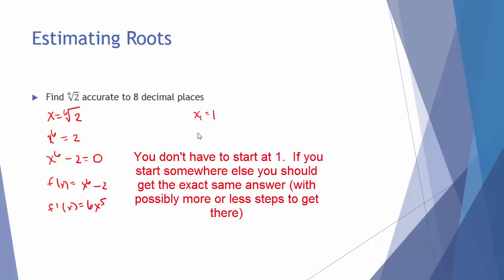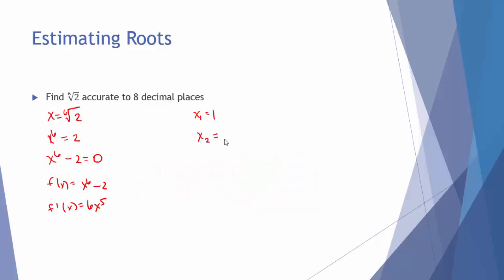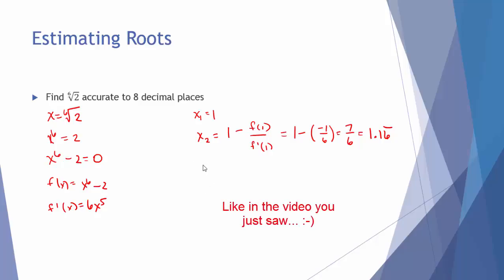In order to find x sub 2, I'll start off with this one by writing down the calculations by hand. We do 1 minus f of 1 over the derivative evaluated at 1. If we do it by hand, 1 minus f of 1 is going to be negative 1, and then the derivative evaluated at 1 is 6. So that's going to be positive 7/6, which is 1.16 repeating. You would definitely not want to cut this off because this is a repeating decimal. But that's where I'm going to stop doing these calculations by hand. Use the calculator to come up with the rest of them.